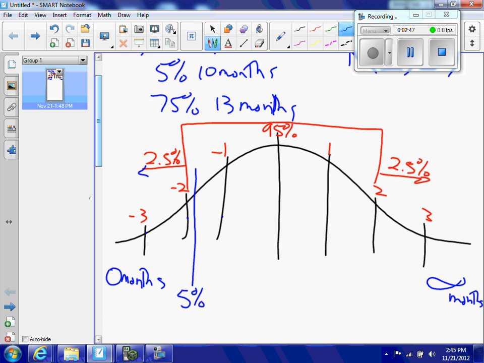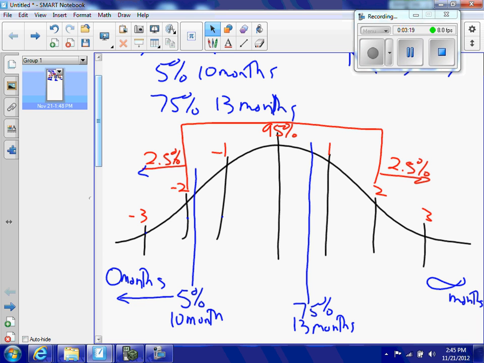Now 75% are walking by, that's this right here. 75% are walking by 13 months. Well, I remember from doing our IQR problems that the 75th percentile is about 0.67. So I know it comes right about here. So this is the 75th percentile, and this is 13 months, and this is 10 months. I've got a little bit of information here, but I still have to figure out what is the mean and what is the standard deviation.